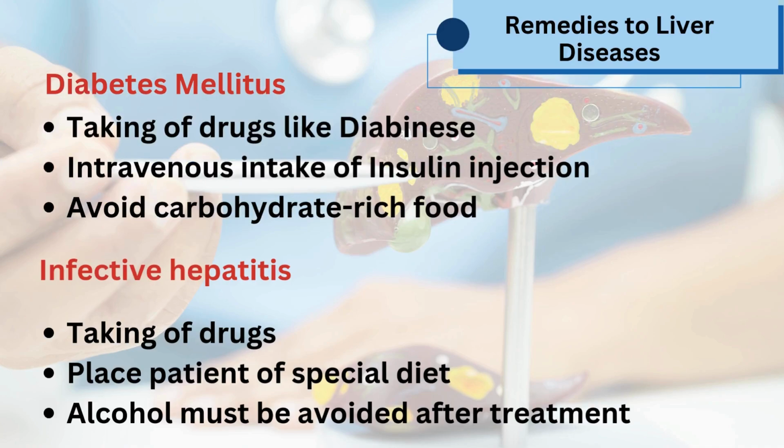Remedies to diabetes mellitus. Drugs like diabinase can be used. There must be regular doses of insulin injection taken intravenously throughout the life of a diabetic patient. Carbohydrate-rich food should also be avoided. Remedies to infective hepatitis. Drugs can be administered. Patients should be placed on special diet, and after treatment, alcohol drinking must be avoided at all costs.